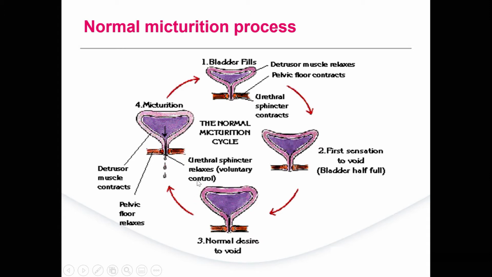And here we can see the situation when we start the micturition. The detrusor muscle contracts instead of relaxes, and the pelvic floor muscles also relax, and the urethral sphincter also relaxes. The voluntary control begins. And after micturition, the urethral sphincter contracts and the detrusor muscle relaxes instead of contracting, due to the micturition, to allow the urine to come out from the urethral orifice.